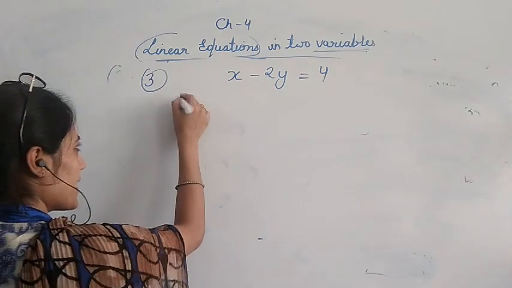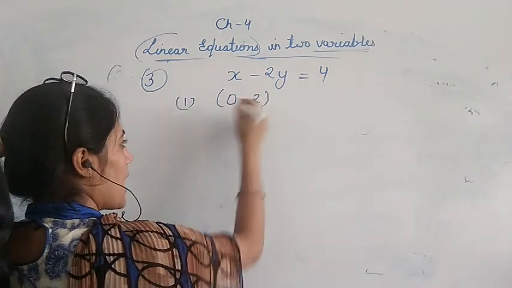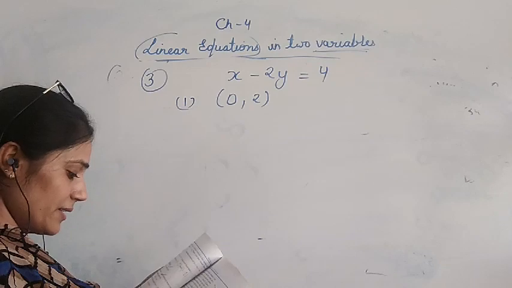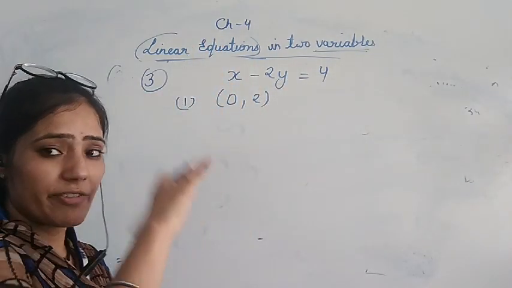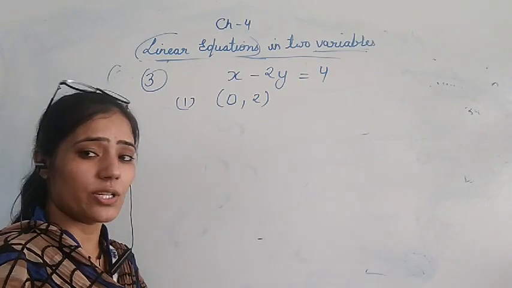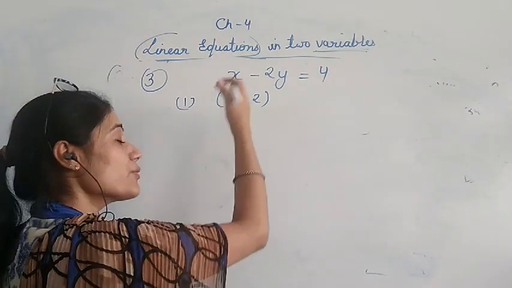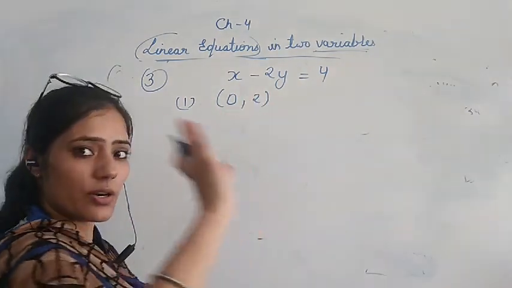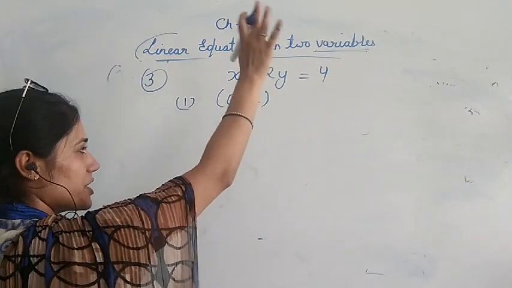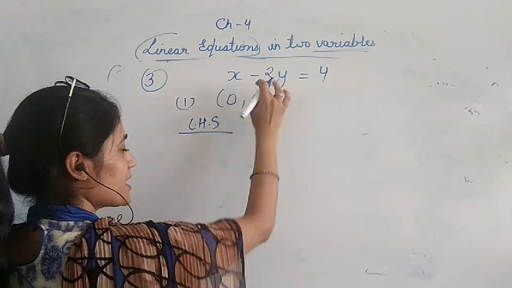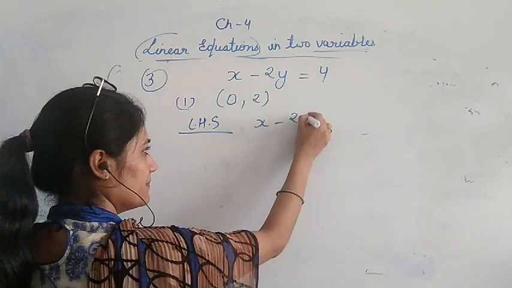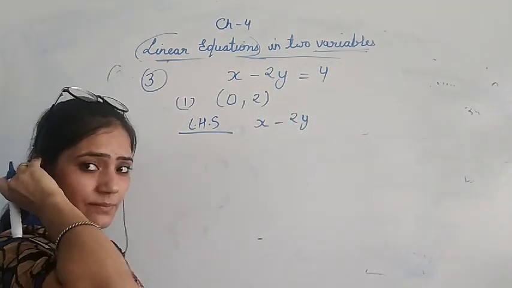Suppose first point I am taking 0, 2. I have to check whether this is a solution of this equation or not. In the previous question we were finding solutions. But in this question we have to check whether these are the solutions or not. How to check? Whatever equation is given, first I will take LHS. Okay, what is LHS here? x minus 2y. Get it?